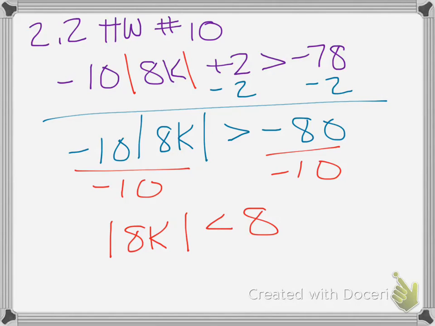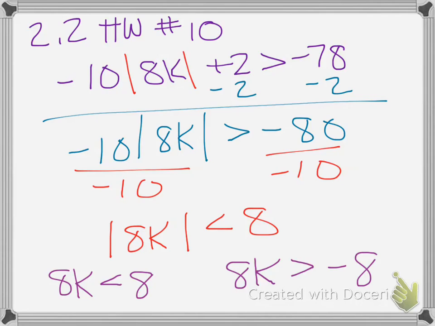And now I'm going to go ahead and set up my two equations. My first equation is going to be exactly as it looks. Let's make this actually look like a less than symbol. 8k is less than 8. And then I rewrite 8k and I flip the inequality sign and I negate the 8. That's how I get my two equations from here, inequalities that I have to solve.